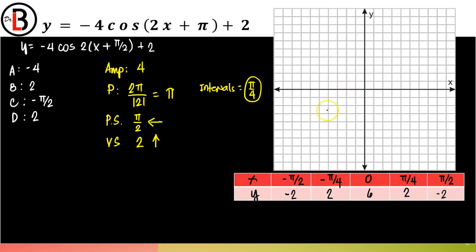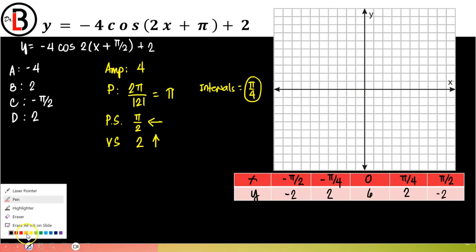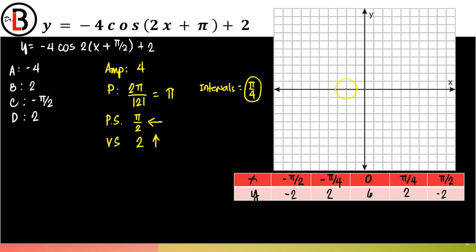So in here, let's divide them. Let's call this negative pi over 4. Let's say this is negative pi over 2. Let's say this is pi over 4 and this is pi over 2. So the highest is 6, the lowest is negative 2. So this is negative 2, negative 1, 0, 1, 2, 3, 4, 5, 6.